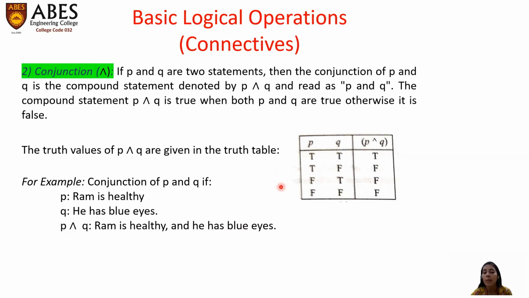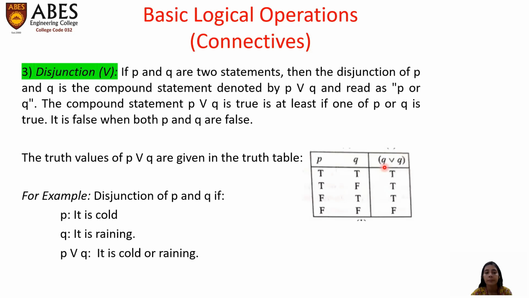And if we talk about the truth table of the conjunction connective, if two variables are there, then a maximum of four possible cases will be there: true, true; true, false; false, true; and false, false. So conjunction says if both the propositional variables are true, then only the result will be true, otherwise the result will be false. So this is the second logical connective, known as the conjunction.